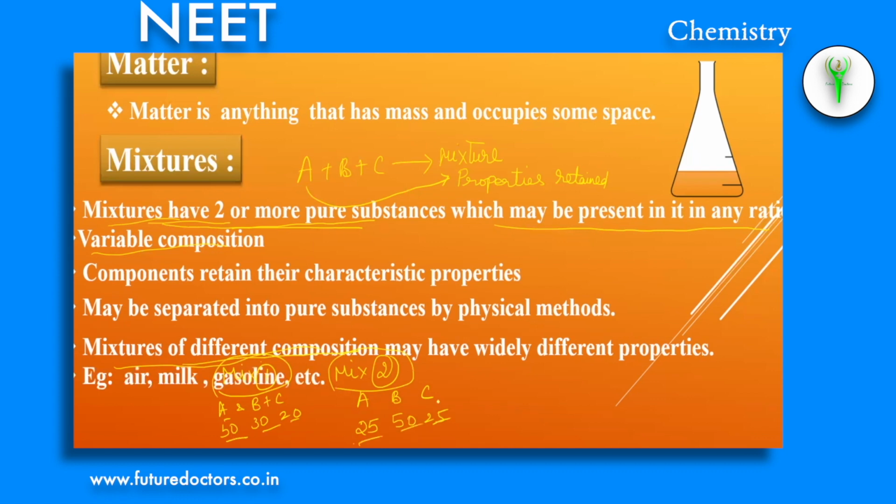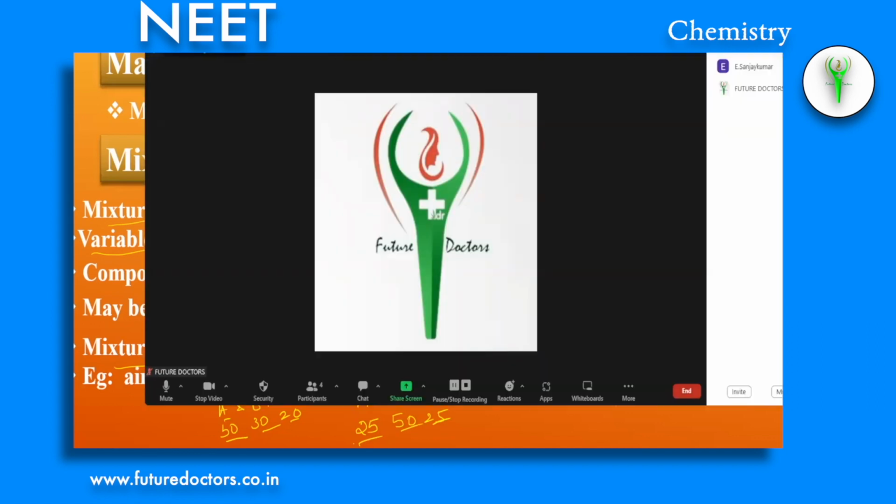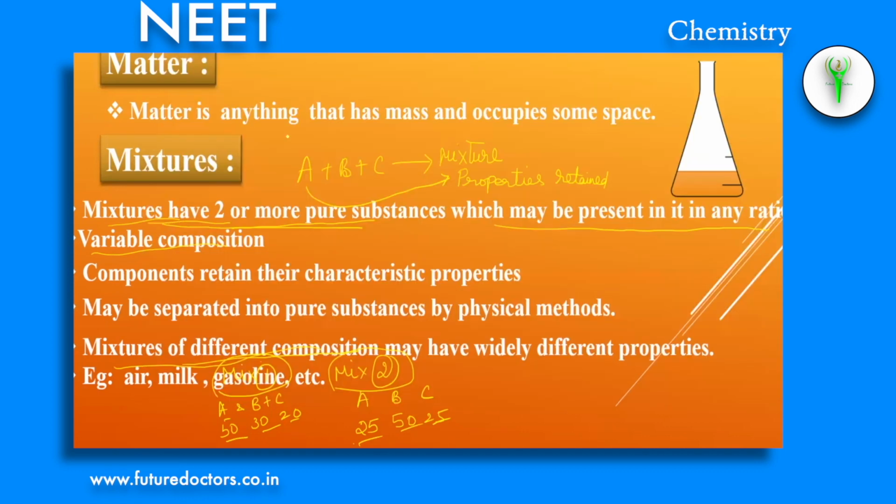So what are examples of mixtures? Air. Can you tell what the various gases present in air are? What are the components present in air? Nitrogen, oxygen, hydrogen, carbon dioxide. So we have a mixture of all these gases. Can you tell whether it is a homogeneous mixture or heterogeneous mixture? It is a homogeneous mixture.